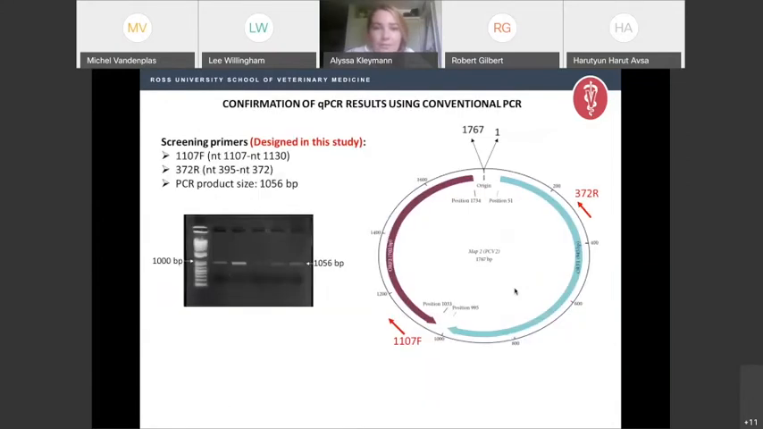And now, as I stated, we then use conventional PCR to confirm those results from the qPCR. And in this part of the study, we designed primers that were based off of a multiple alignment from conserved regions of several PCV strains. You can see that the reverse primer started at 372 nucleotides, whereas the forward primer started at 1,107 nucleotides, creating a 1,056 base pair amplicon, as you can see and is depicted on this gel electrophoresis.